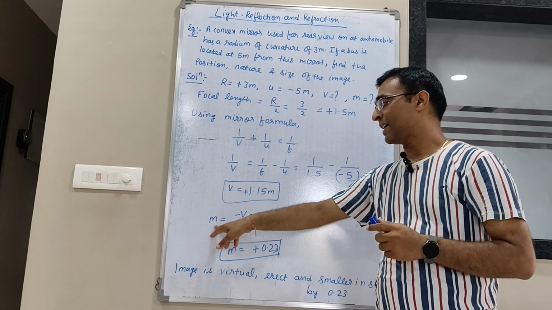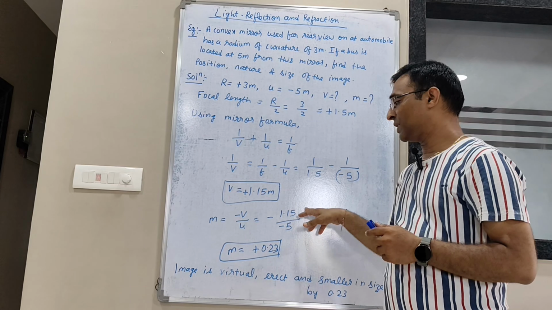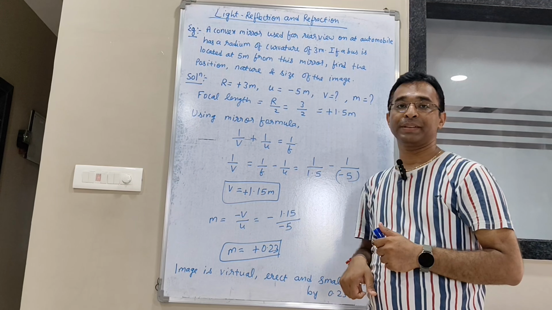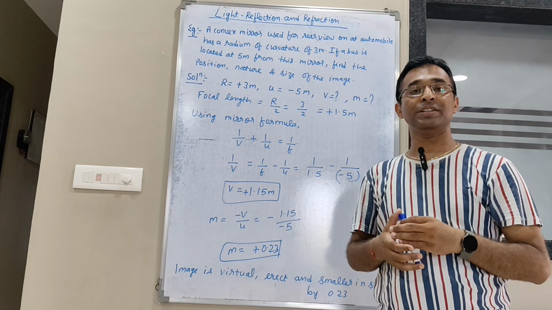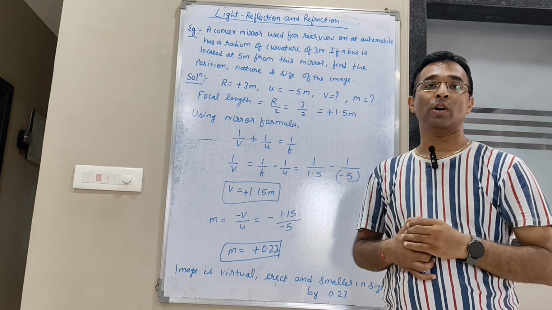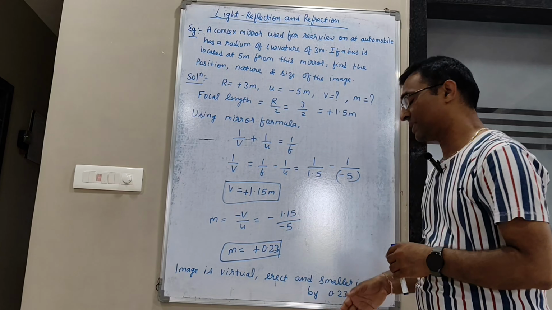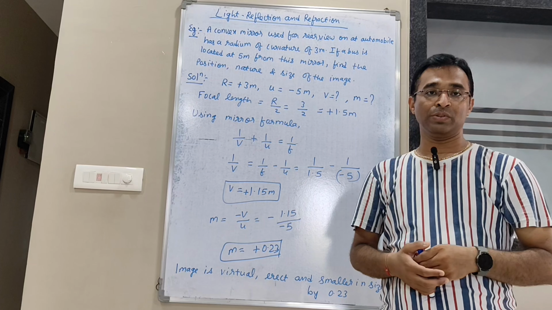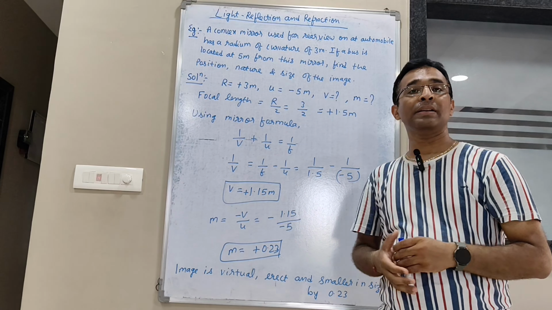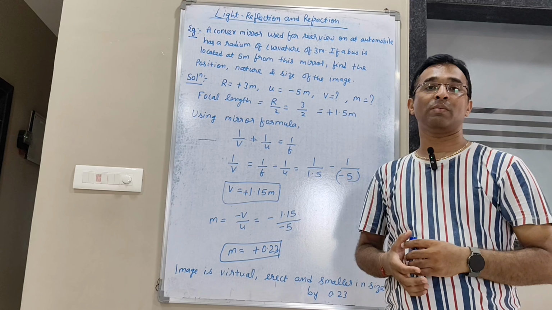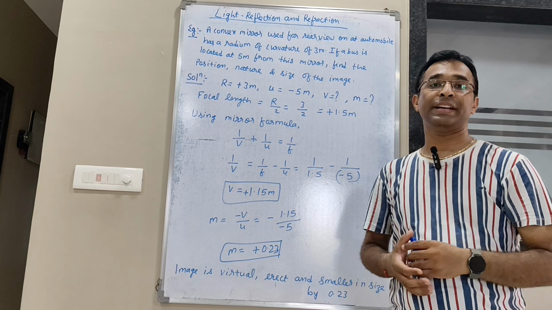Second, by finding the magnification and putting in the values, we got plus 0.23. That means the size of the image is smaller than the size of the object. So its nature is virtual, erect, and smaller in size. Hope that by this example you understood the application of the mirror formula and problem solving techniques.